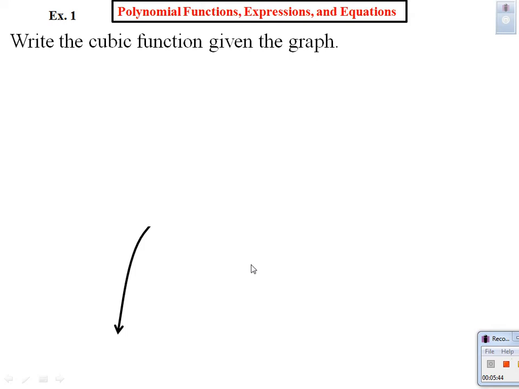Does that look familiar? Yes. Does that look familiar? Yes. Does that look familiar? Yes. And does that look familiar? Yes. Okay. So here it goes. Writing utensils down, I'll let you copy in a little bit.